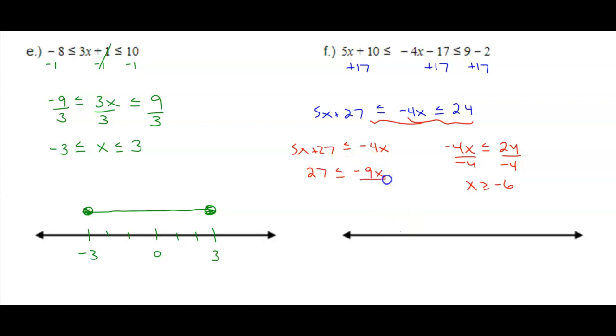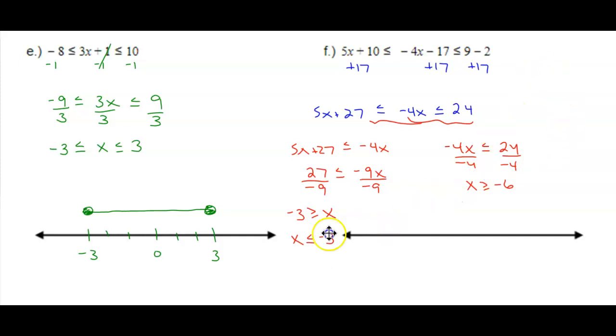And then solving this one, I'm going to divide both sides by negative 9. 27 divided by negative 9 is negative 3. I still have to flip this inequality to get that x is less than or equal to negative 3. And then last thing I'm going to do with this is apply that symmetric property, which again says I can flip this if I want to write x on the left side.